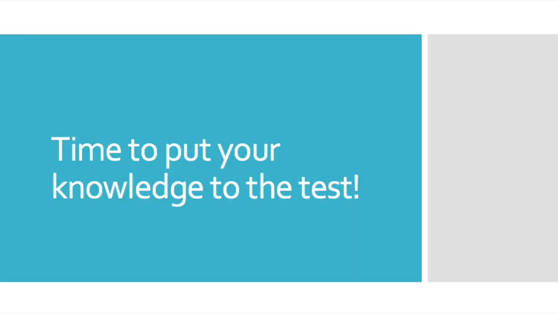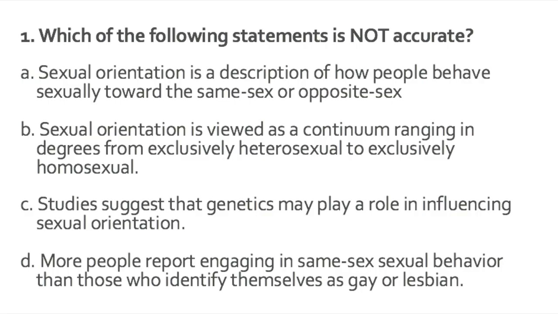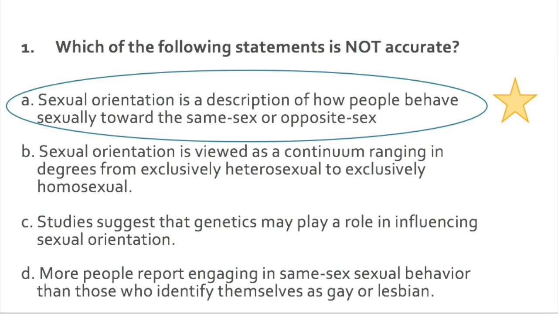Alright, so we're just going to move into a couple questions that could potentially be on your study session quiz, just to test your knowledge and make sure that you're understanding the concepts from this chapter. The first question asks, which of the following statements is not accurate? So go ahead and pause this video, take a look at the answer choices, and push play when you're ready. And the answer is A, sexual orientation is a description of how people behave sexually towards the same sex or opposite sex. So this statement is not accurate out of all of these answer choices.